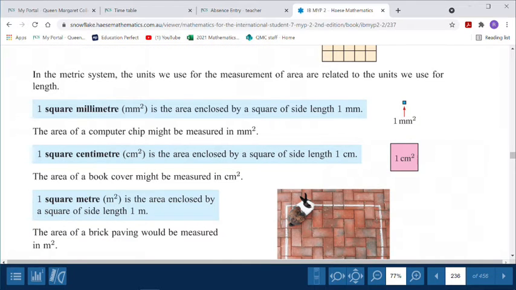So, 1 square millimeter is the area enclosed by a square with a side length of 1 millimeter, right? So you have 1 millimeter times another millimeter, which makes 1 millimeter squared. And the reason you're getting those square units is because when you multiply 1 millimeter times 1 millimeter, 1 times 1 is 1, and millimeter times millimeter is millimeter squared. So what you're actually doing is you're multiplying units together, right?